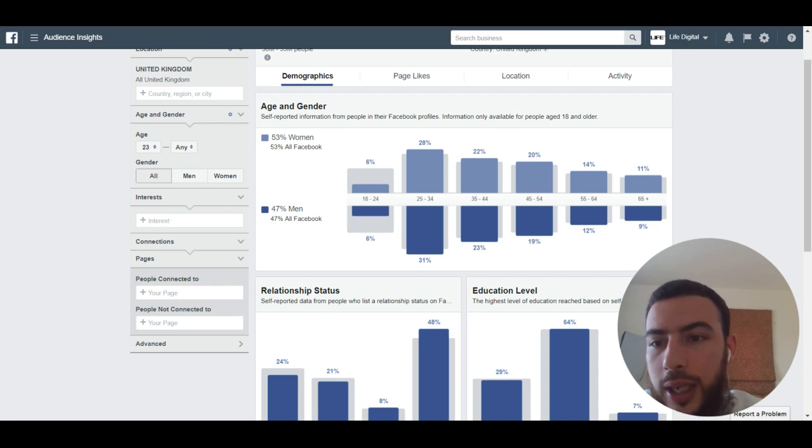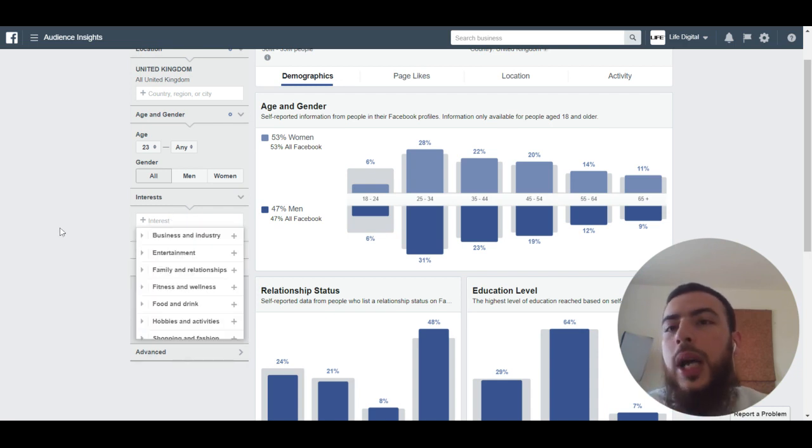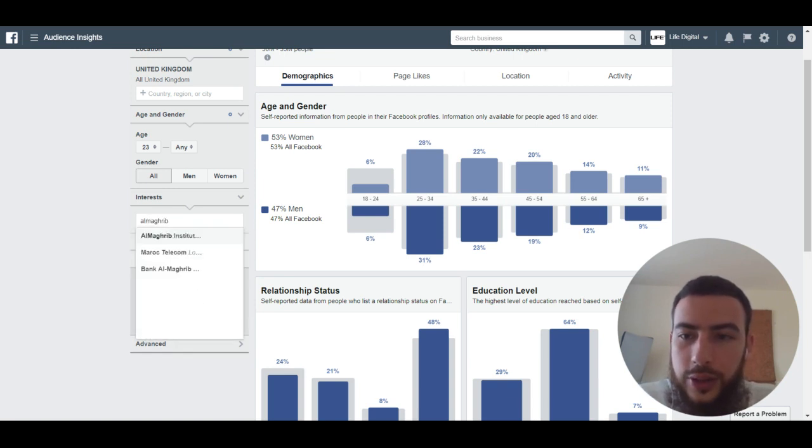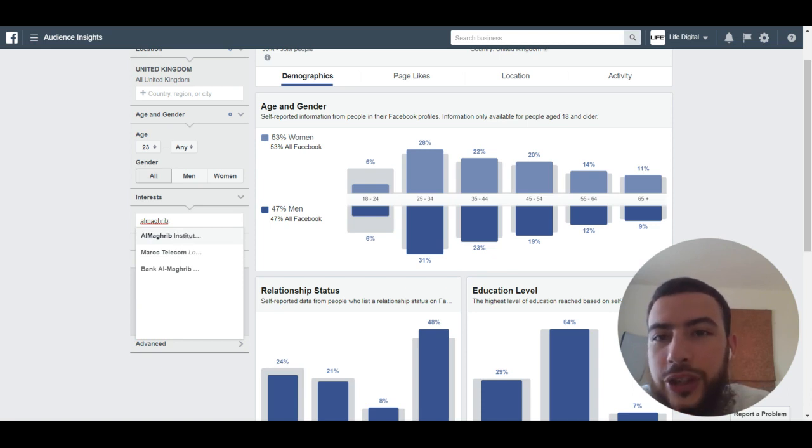Instead, I'm going to use an interest. So let's say I consider the people most similar to my audience might be interested in Al Maghrib Institute. Okay, so it comes up there as an interest, right? And this is not a page that people have liked. This is a kind of interest that people have shown on Facebook. So I might not have liked Al Maghrib Institute's page on Facebook, but I may have interacted with it. I may have visited their website, and therefore I would be deemed as someone interested in Al Maghrib Institute.